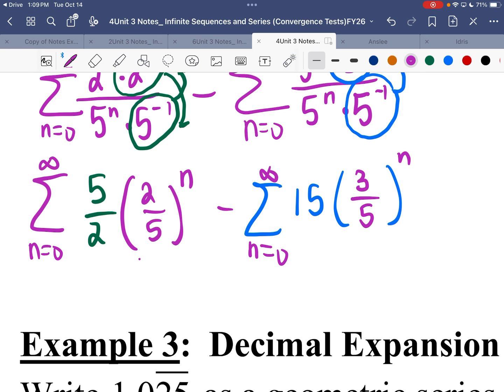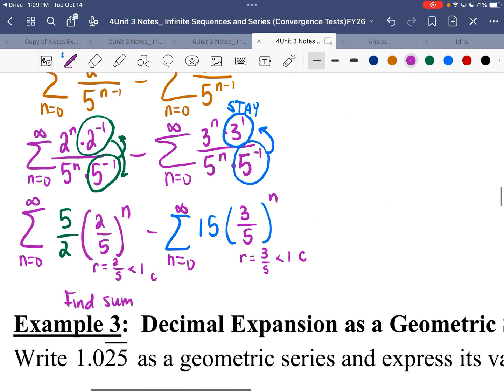All right, so this one, r is equal to 2/5. Smaller or bigger than 1? Smaller. So it converges. R over here is 3/5. Less than 1. Also converges. So because both of these are converging, I'm going to find the sum. We can do the first sum minus the second sum. Yes.